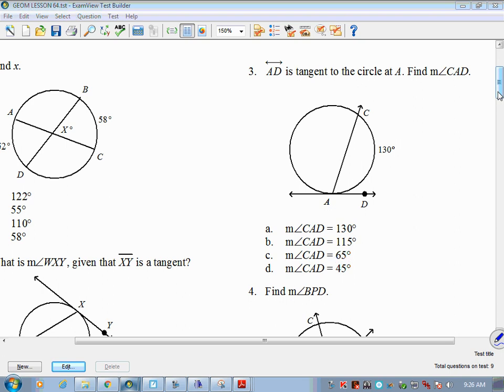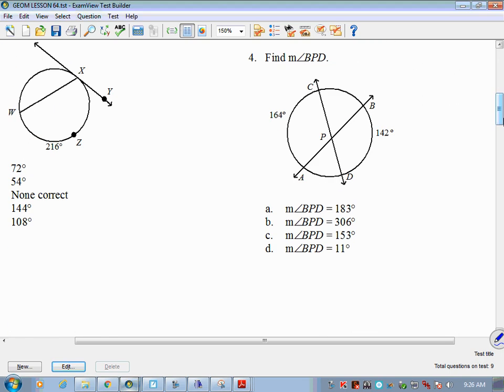Okay, let's come down to number 4. Okay, find measure angle BPD. BPD, that's this one right here. That's BPD. Okay, Matt, let's see, I've already done Matt. Miss IL, how are we going to find measure angle BPD?